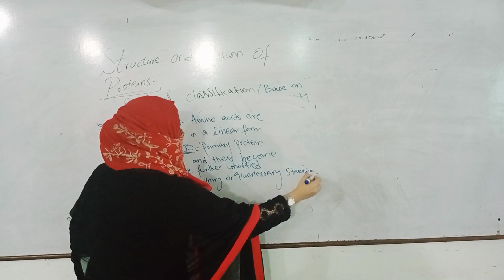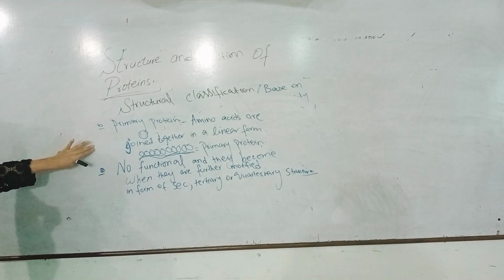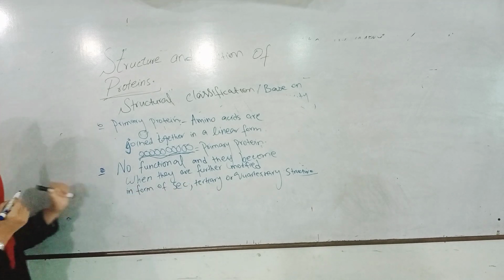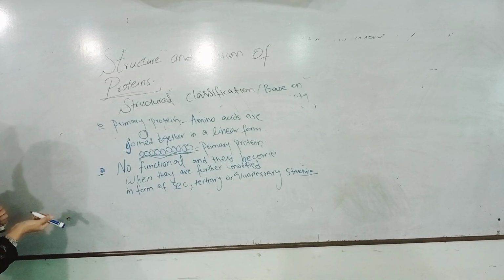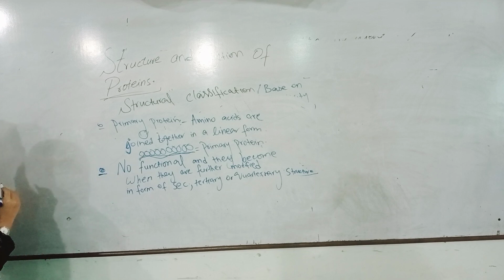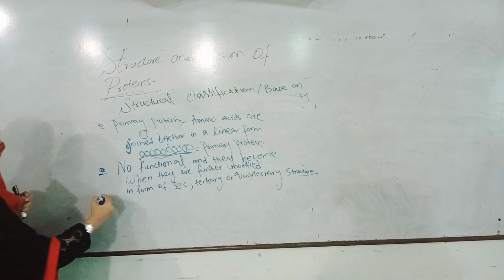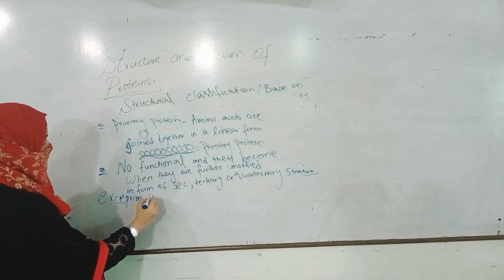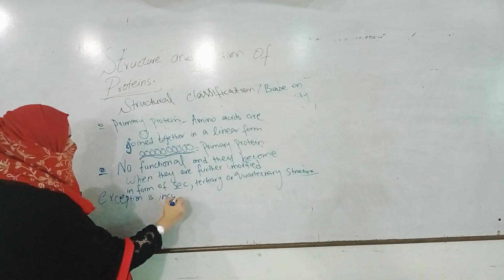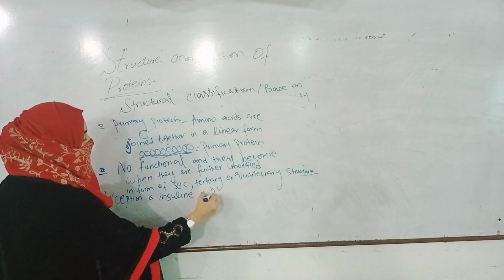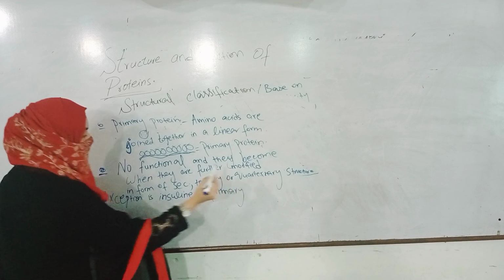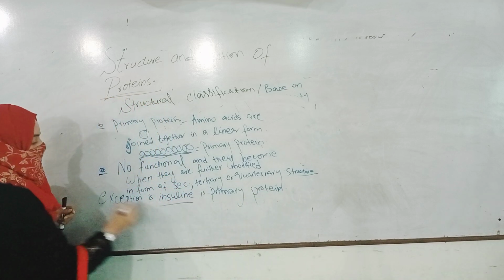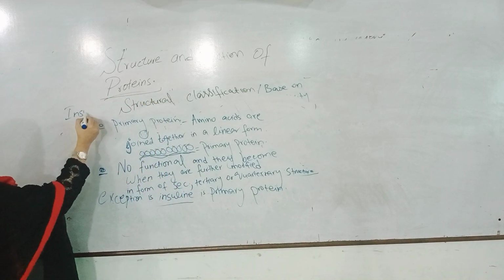So it means when a primary protein is formed, it is non-functional, and when it is further modified into the secondary, tertiary, or quaternary structure, then it becomes functional. But there is an exception. The exception is insulin, which is a primary protein, and you all know what the function of insulin is.